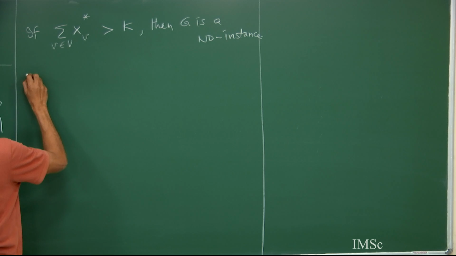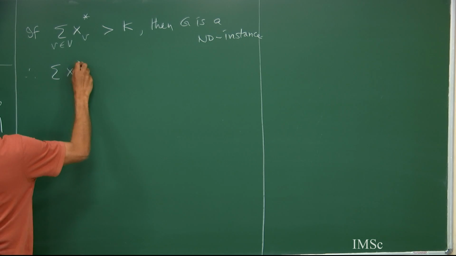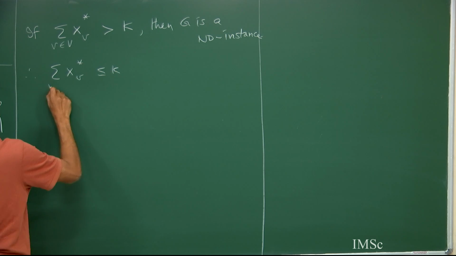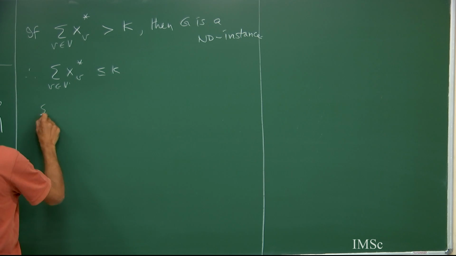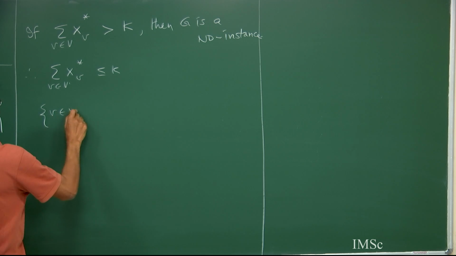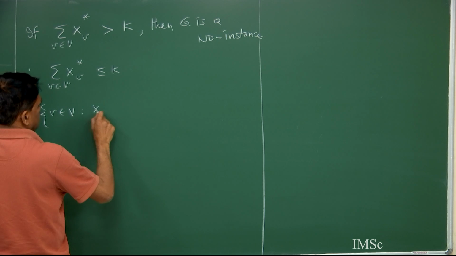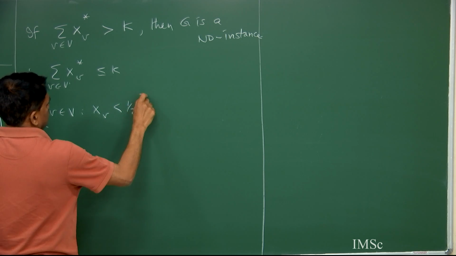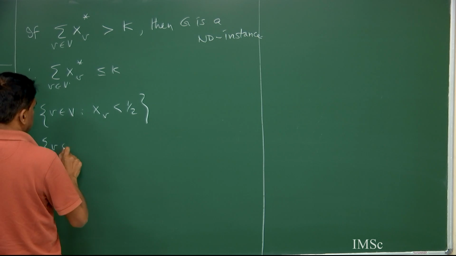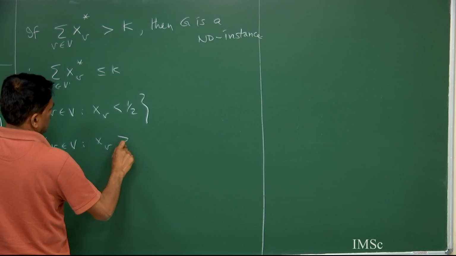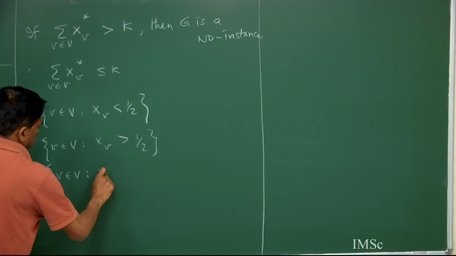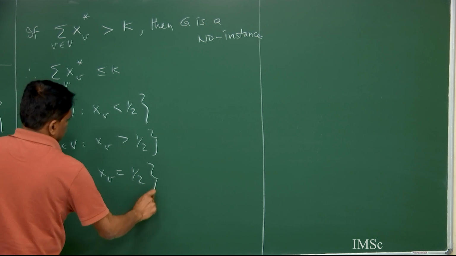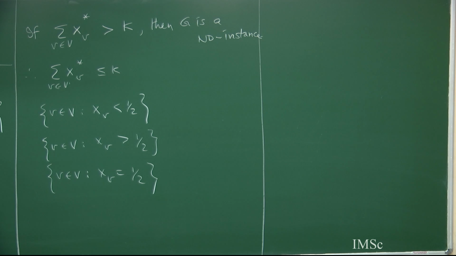So now let me look at these three sets. The set of all v in V such that x_v is less than half, equal to half, and greater than half. This is a partition of my vertex set.